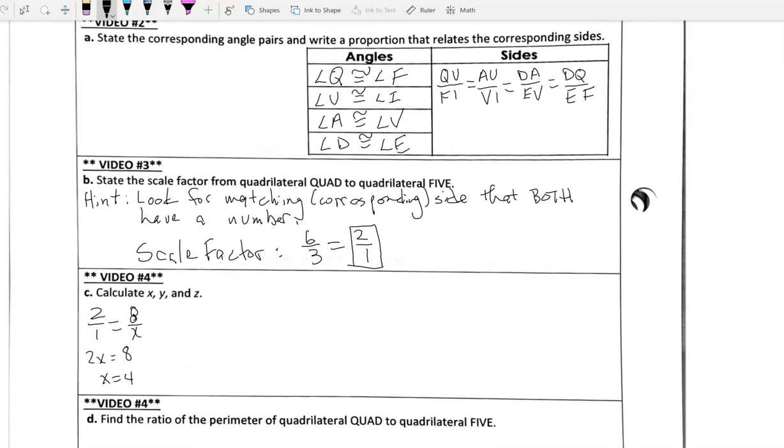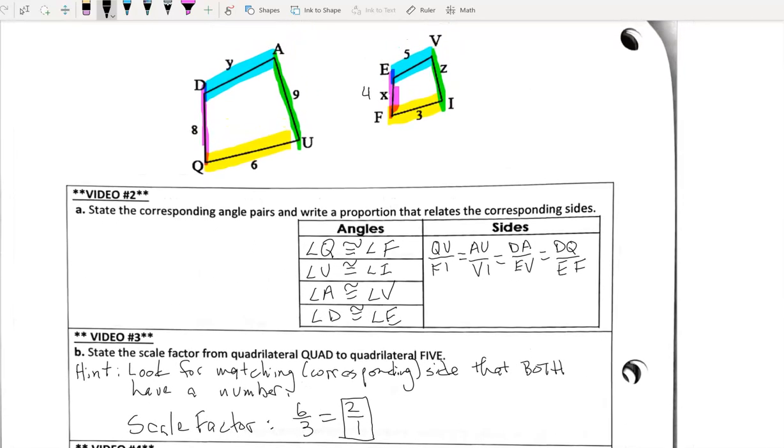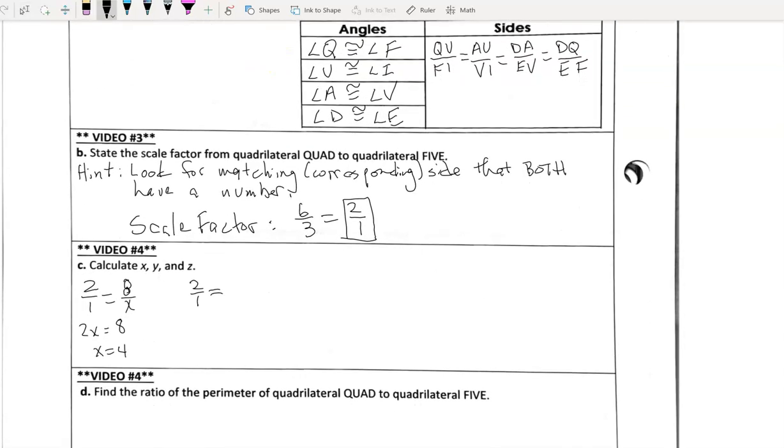Again, I'm going to start with my scale factor, so 2 to 1. That's why my scale factor is so important, because I'm going to use it always to find missing sides. Let's look at y up in the picture. Y is on the blue segment, so I'm going to do y over 5. Again I'll cross multiply. 1 times y is just y. 2 times 5 is 10, so there's y.